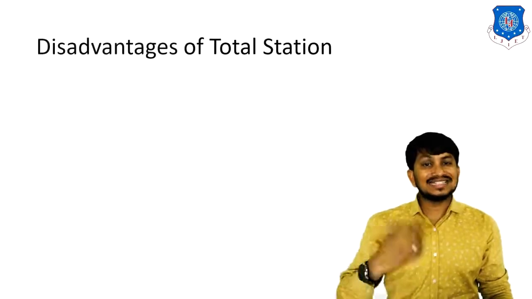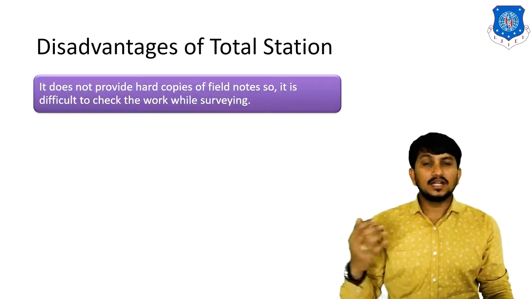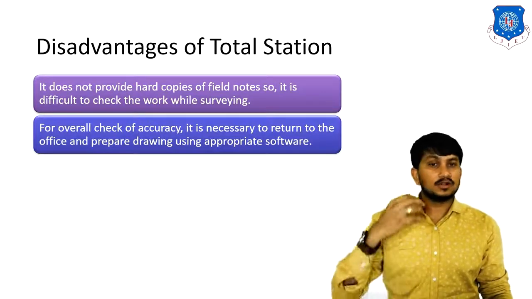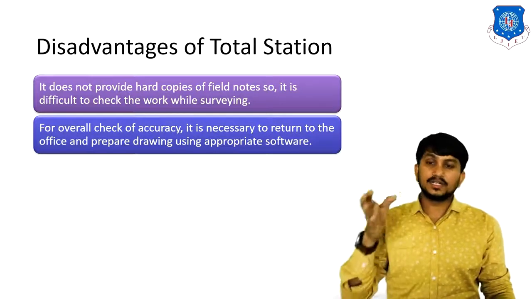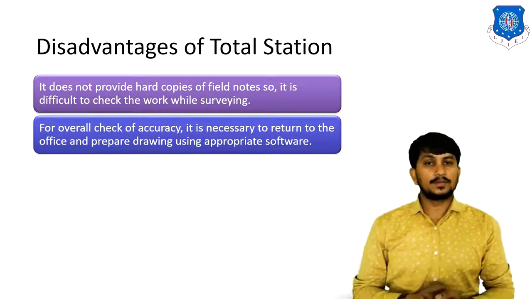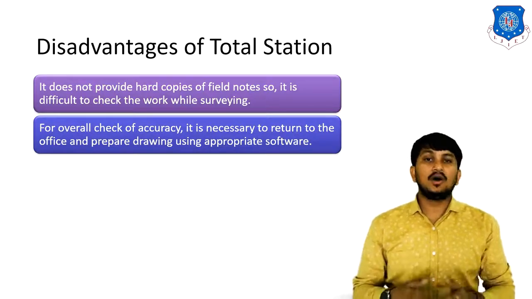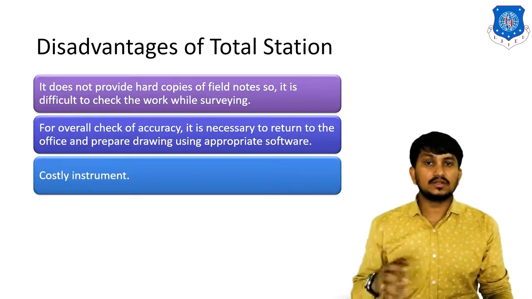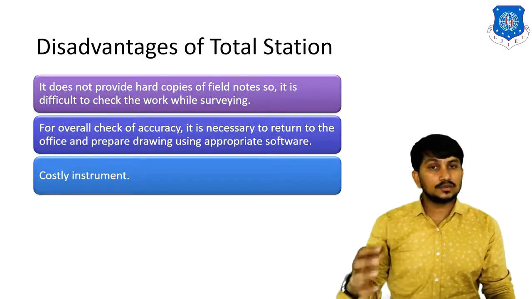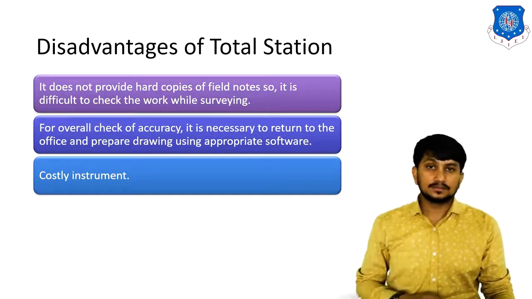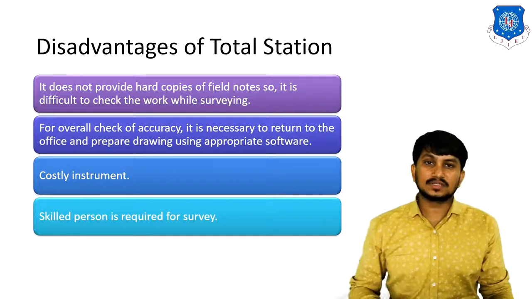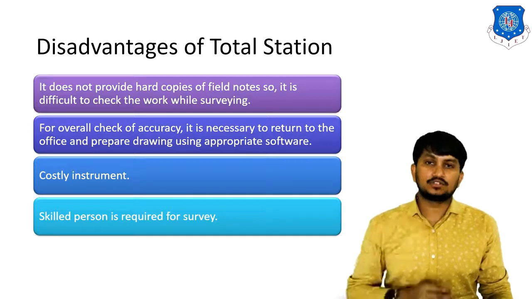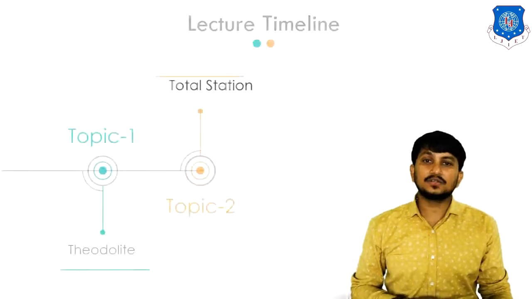Now let's see the disadvantages of the total station. It does not provide hard copies of field notes, so it is difficult to check the work while surveying. For an overall check of accuracy, it is necessary to return to the office and prepare a drawing using appropriate software. You cannot check the work on site. The instrument is very costly, which is also a disadvantage. The cost of a total station is about 3 to 5 lakhs. Next, a skilled person is required for the survey. A normal laborer or normal person cannot use this type of instrument. These are the disadvantages of the total station.